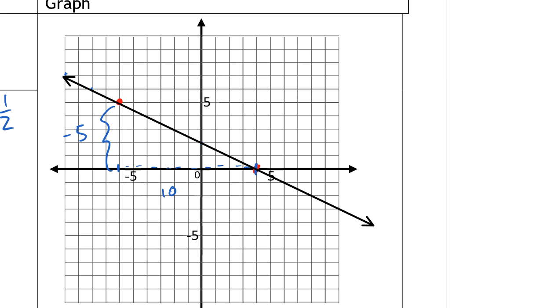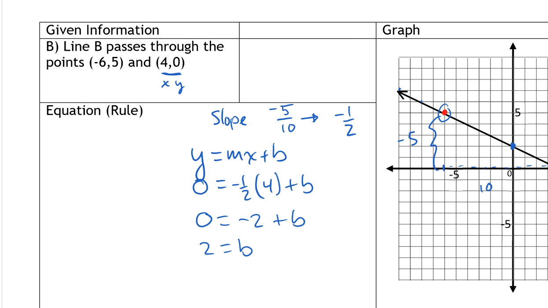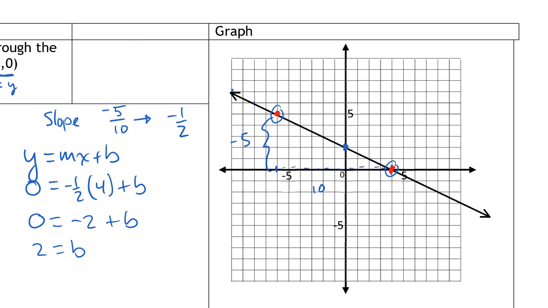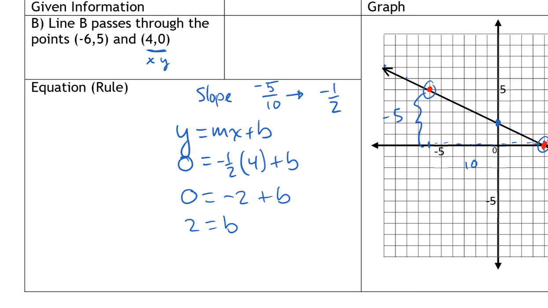You can see when I add the line that goes through the 2 points, it hits this y-intercept at exactly 2. So we've got that 2 different ways. We got it graphically by plotting those points and then drawing the line, and we could observe 2. But we also confirmed it algebraically. The equation of this line is y equals the slope, -1/2 x, and then plus a value of 2 for b. So here's the equation of our line.